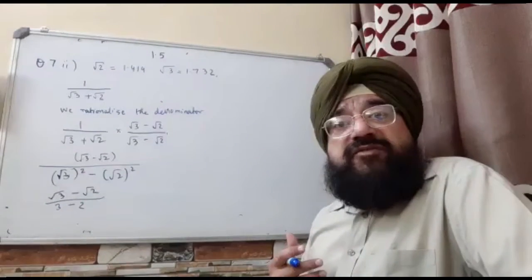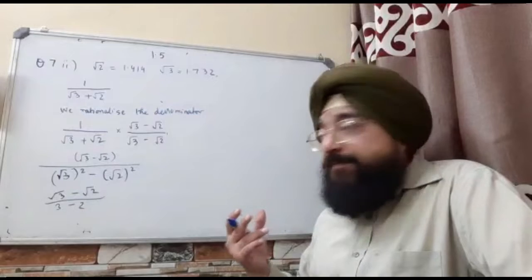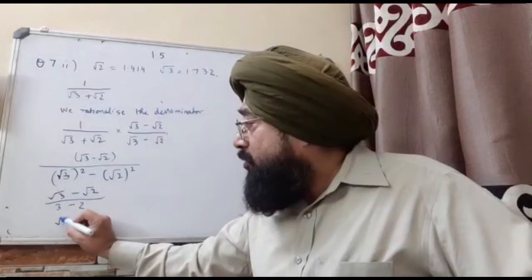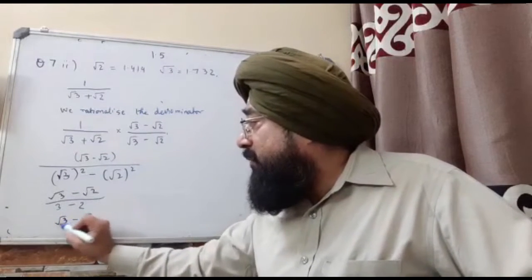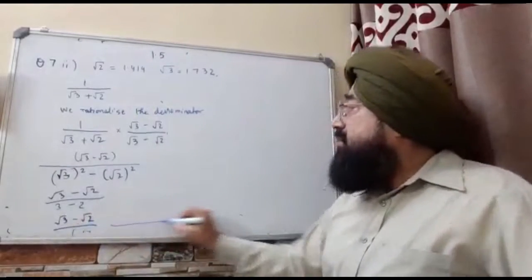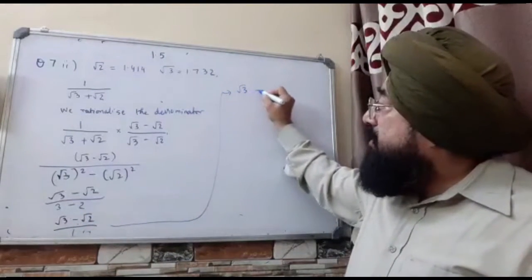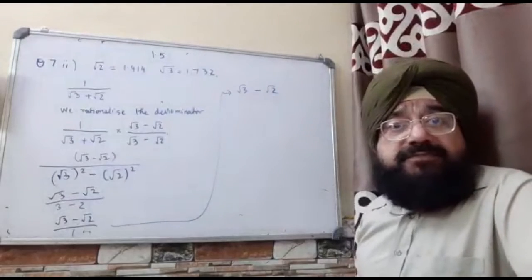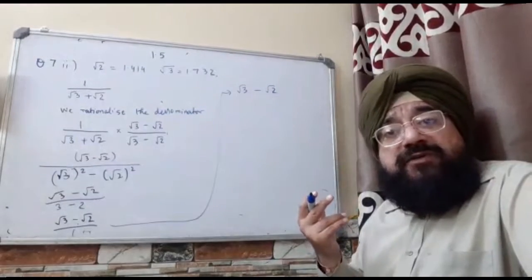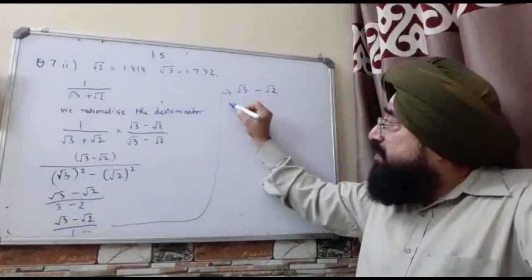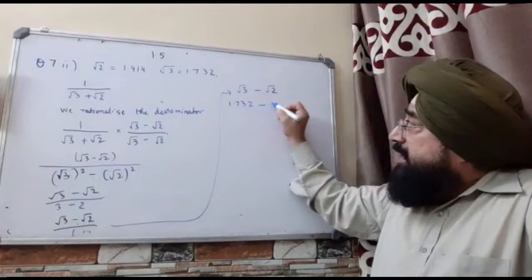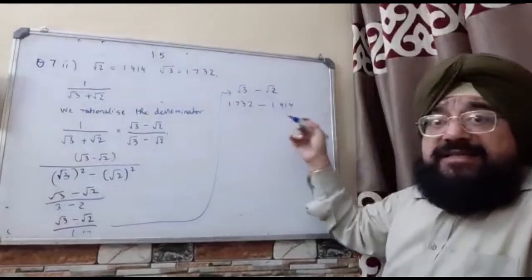So all that division by the decimals is over now. And now we are only limited to root 3 minus root 2 over 1. So that is nothing but only root 3 minus root 2, isn't it? Yes, sir. And the division now converts into only the subtraction. That is, root 3 is 1.732 minus 1.414. So how easy this has become now.